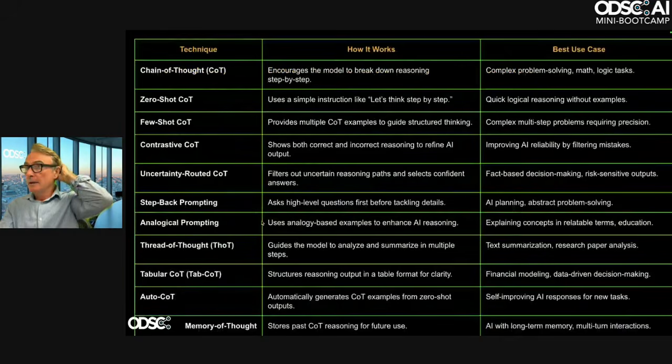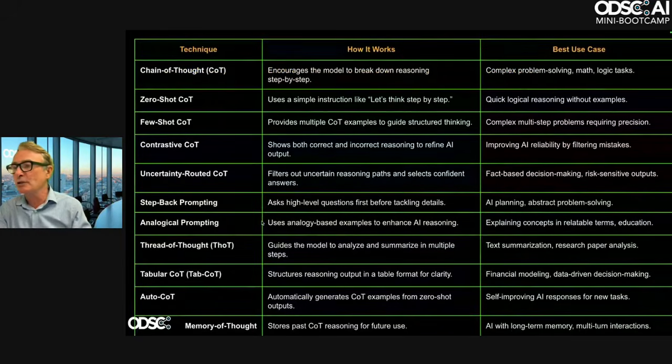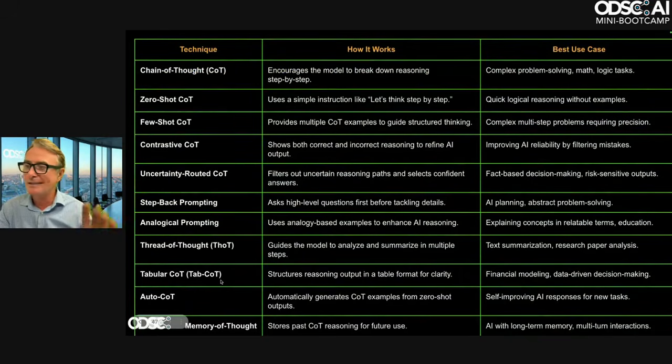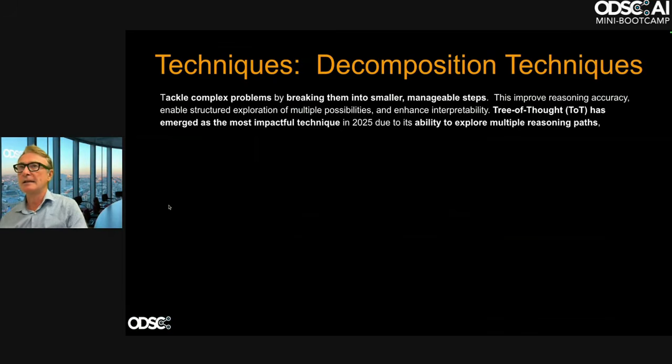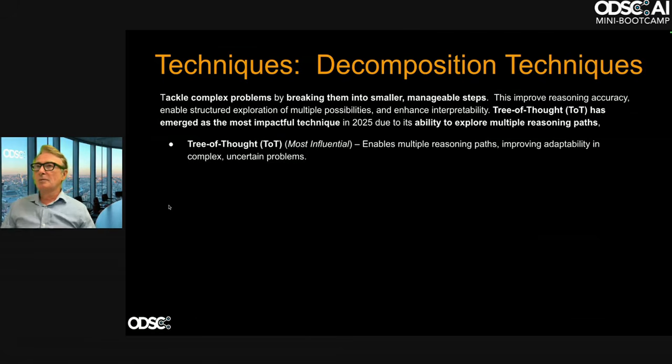And here again is a reference table. Read this at your leisure. And here's a good one as well. Like I was saying before, a lot of these models don't work well with tabular numerical data, but there's a thing called tabular chain of thought. If you're working a lot with numerical data, like financial modeling, try to structure the reasoning output in tabular format for clarity. A lot of times, don't just give me a text answer; give me the output in a table. So try that.